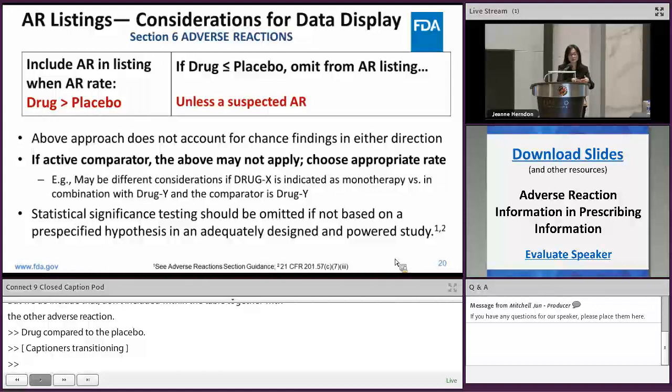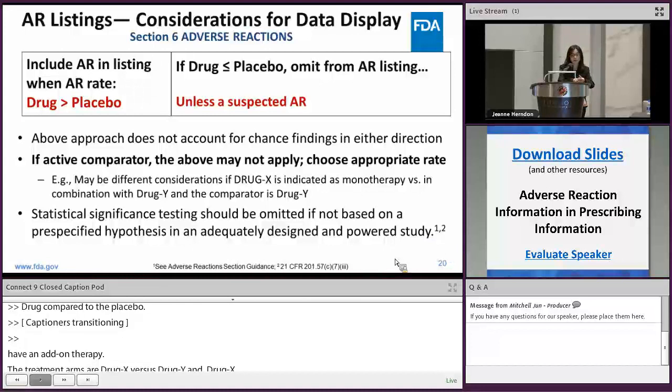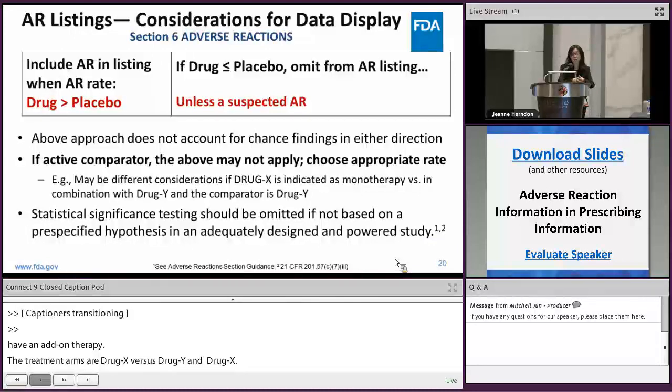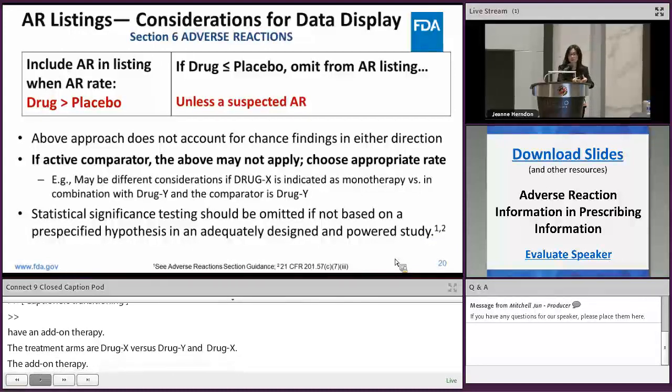So for active comparators, you may choose just a certain cutoff and not require that the drug have a worse reaction rate than the comparator. On the other hand, if you have an active comparator, but your drug is an add-on therapy, so your treatment arms are drug X versus drug Y plus drug X, then you could use the paradigm described for drug versus placebo, because you want to make sure that you're reporting out things where the drug is actually contributing to the adverse reaction.